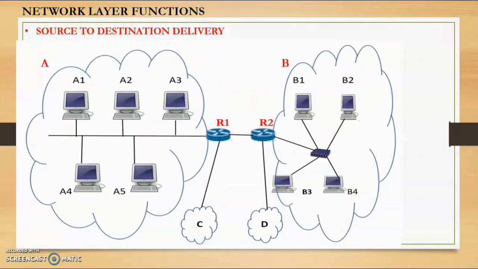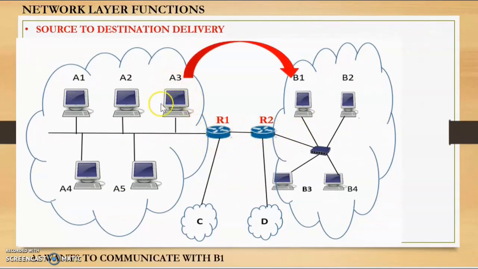Next, let us discuss the network layer functions. Now, the main function of the network layer is source to destination delivery. Consider we have a network A which uses, say, bus topology, and suppose we have a network B which uses star topology, and both the networks are connected by some intermediate nodes such as routers. Now, suppose A3 from network A wants to send some data to B1 from network B. So we can say that A3 is the source and B1 is the destination.